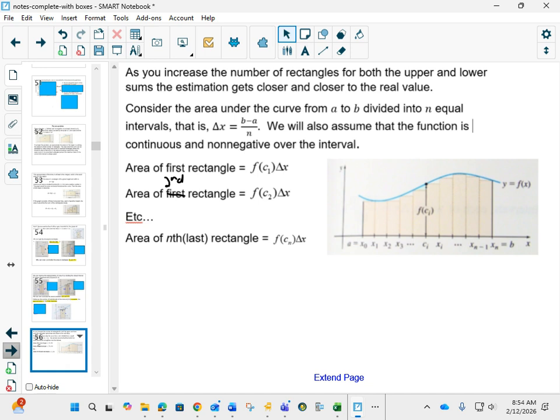So first of all, if we want to break this distance up into n equal spaces, does it make sense that you take the total distance, B minus A, divided by n, and one of those small sections we call delta x. Okay?